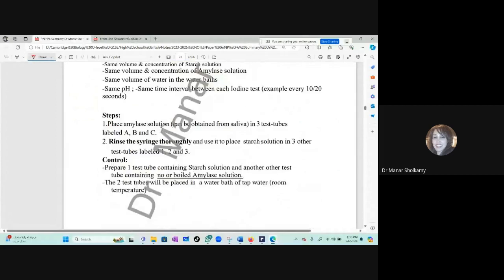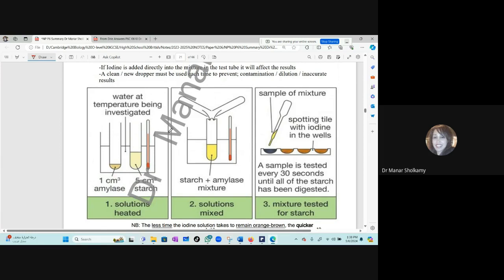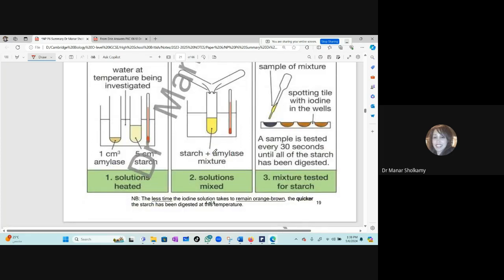Good. Now I want to revise the very, very popular starch and amylase. Okay, this is a very popular investigation, and I think you can see for yourself how common it is. We want to test the effect of temperature on the breakdown of starch using amylase. Sometimes they will not tell you the use of amylase. So what do we do? The pictures are very clear.